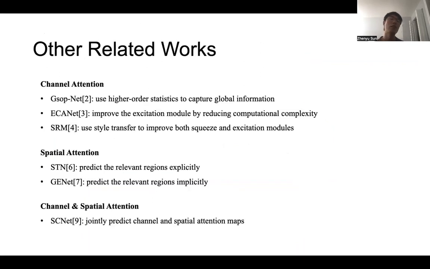There are also a lot of other related works in these three types of attention mechanisms, but I will not have time to introduce them in detail. So just contact me if you're interested.